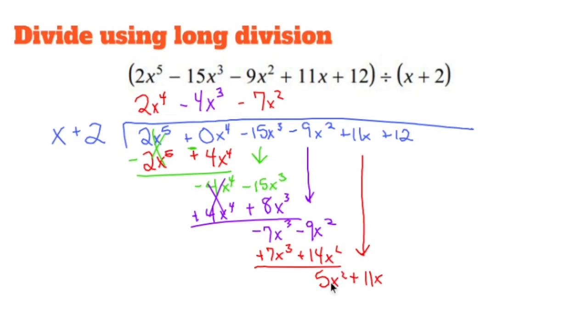X times what is 5x squared? X times 5x is 5x squared. Take that 5x, multiply it to the entire factor, and write it underneath. 5x times x is 5x squared. 5x times 2 is 10x.